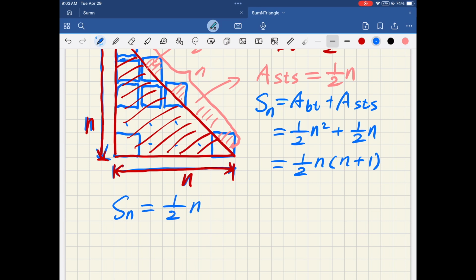This elegant formula is incredibly useful in many areas of math and science.